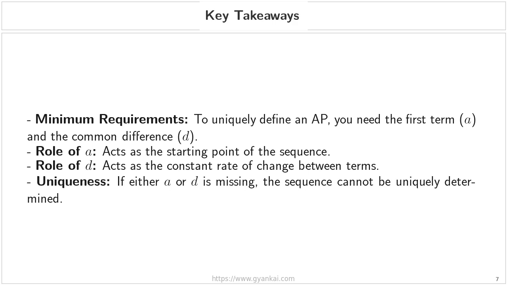Finally, the most important concept to remember is uniqueness. If either A or D is missing, the sequence cannot be uniquely determined. Without A, we have a rule but no starting place. Without D, we have a starting place but no rule for movement. You must have both to identify one single, specific progression out of the infinite possibilities.